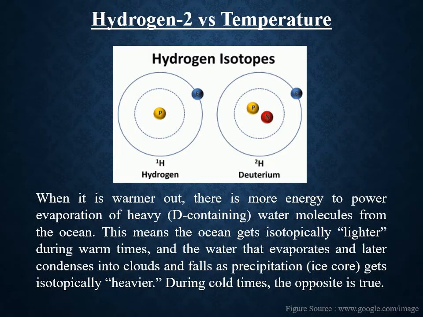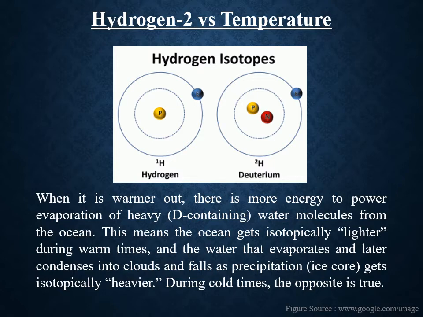Similarly, like oxygen, hydrogen also gives us the past temperature condition. We know hydrogen also has two isotopes. One is the normal hydrogen, that is 1H1, which consists in its nucleus of only one proton, and the other hydrogen isotope is known as deuterium, which consists in its nucleus of one proton and one neutron.